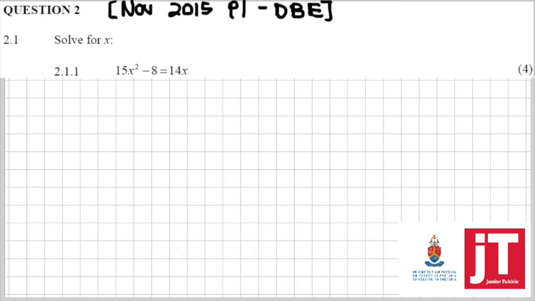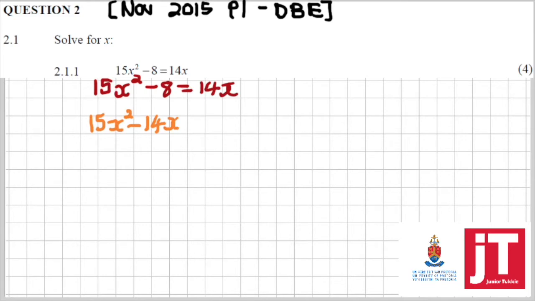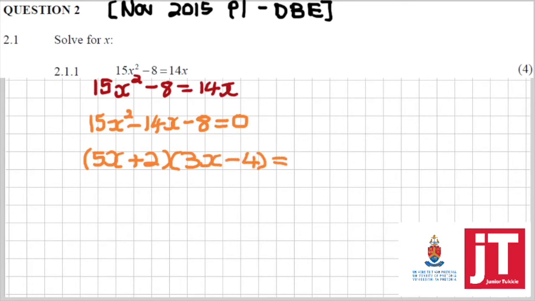You are told to solve for x. 2.1.1, you're given the equation 15x squared minus 8 is equal to 14x. I'm going to rewrite the same equation as is given, but immediately you should recognize that we need to standardize that quadratic equation. By taking everything to the left-hand side, we're going to have 15x squared minus 14x minus 8 is equal to 0. Thereafter, it's a case of factorizing, getting our two factors as 5x plus 2 in the first and 3x minus 4 in the second is equal to 0.